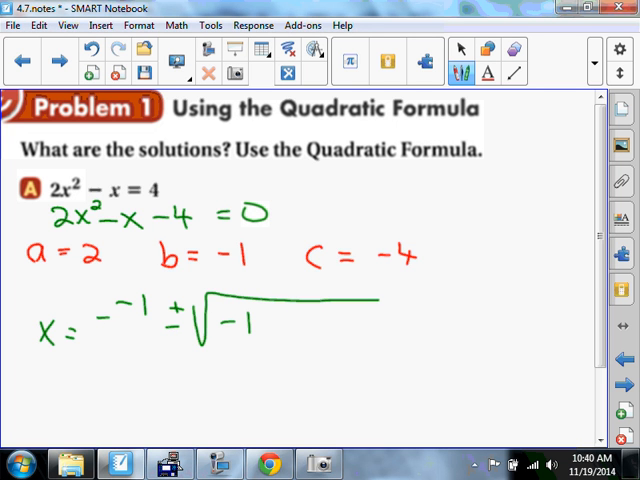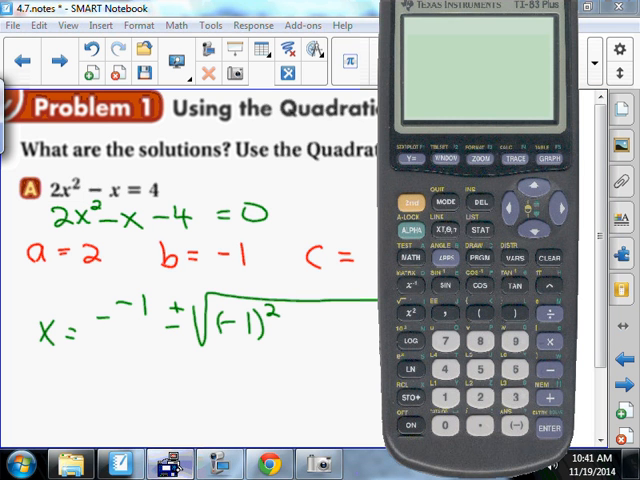-1 squared. Houston, we have a problem. If we don't put it in parentheses using the calculator, we will mess that up. And if you don't believe me, check this out.